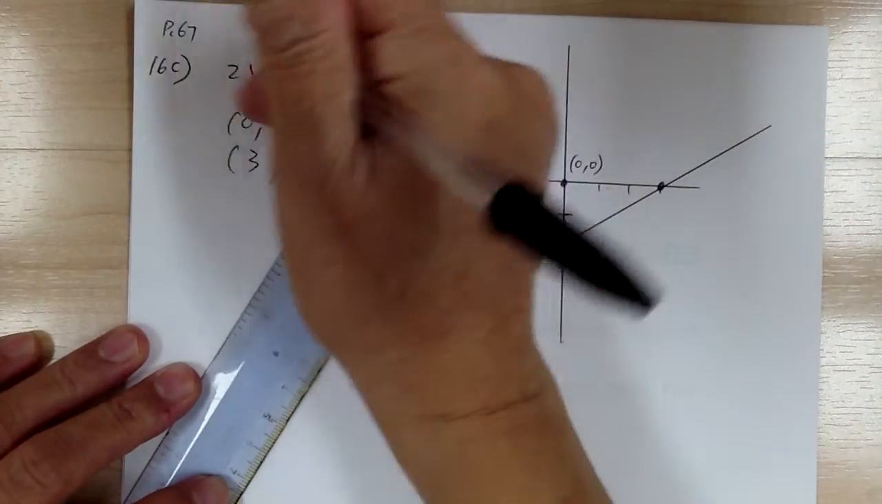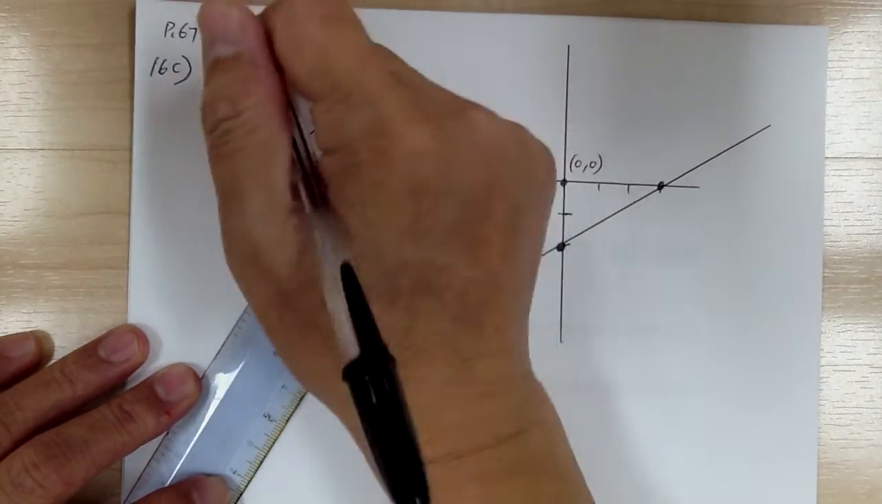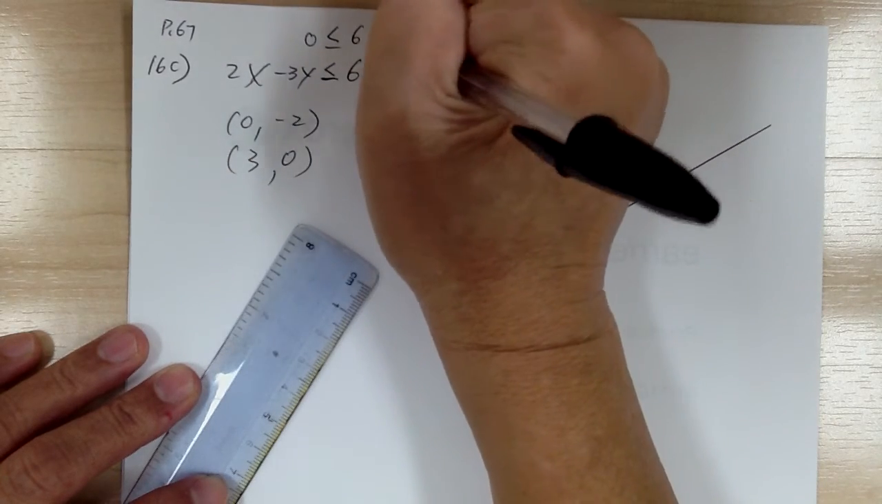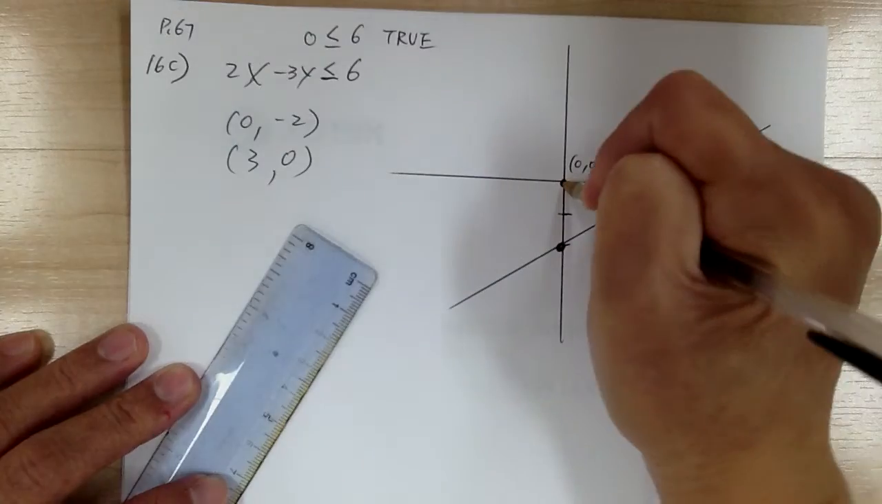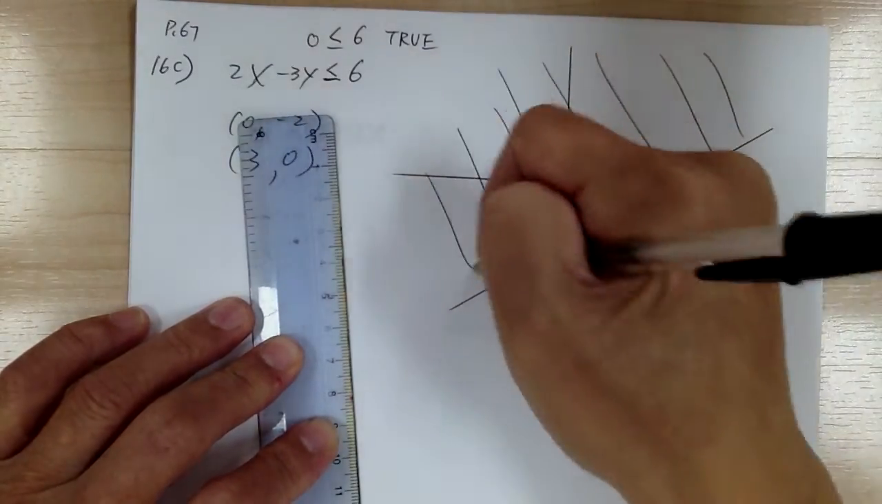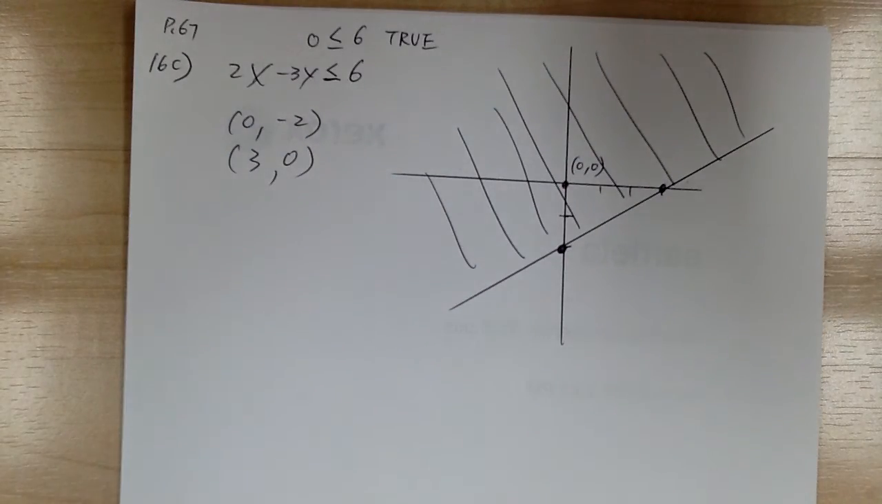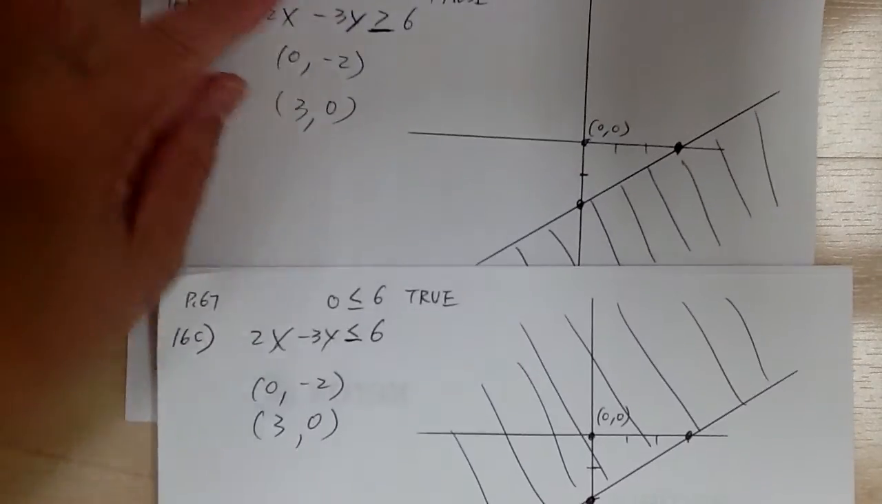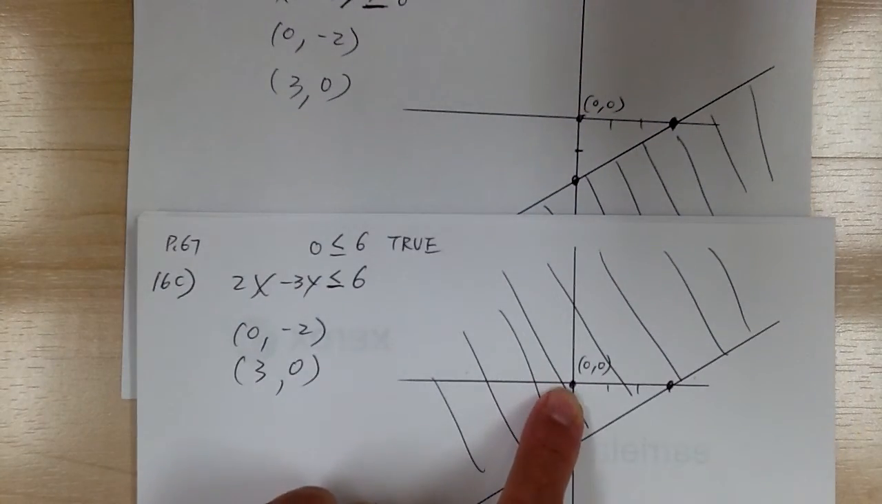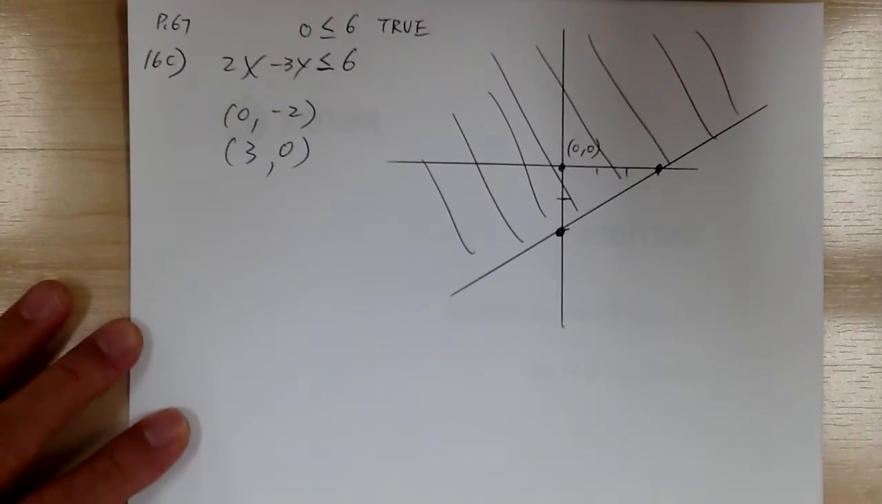So when you put (0, 0) in here, you're going to get 0. So you get 0 less than or equal to 6, and so this is true. That means this point is true, so this side is good. Again, you want to shade in the part that is true. Notice the comparison with the one before: that one was false, so you shaded the other side. When it's true, you shade the part that's true. So make sure you know the difference.